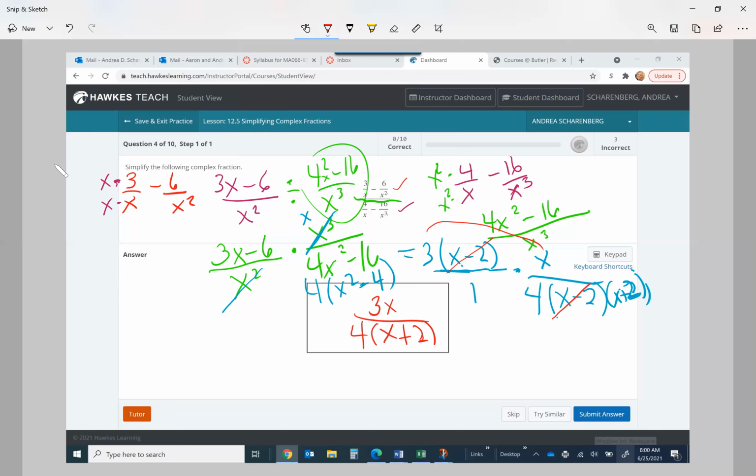Hawks will accept this answer. It will also accept it if you multiply through that 4. So 3x over 4x plus 8 is also a good answer.